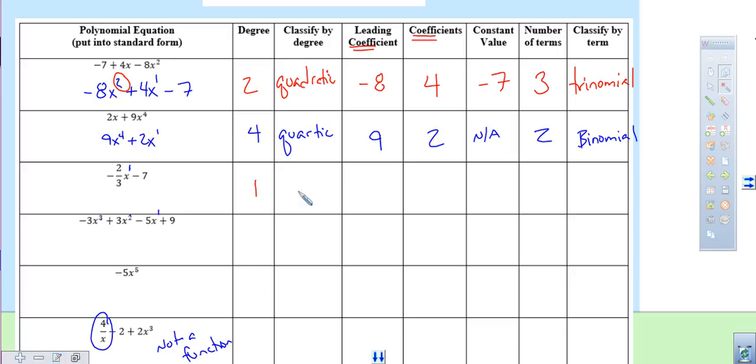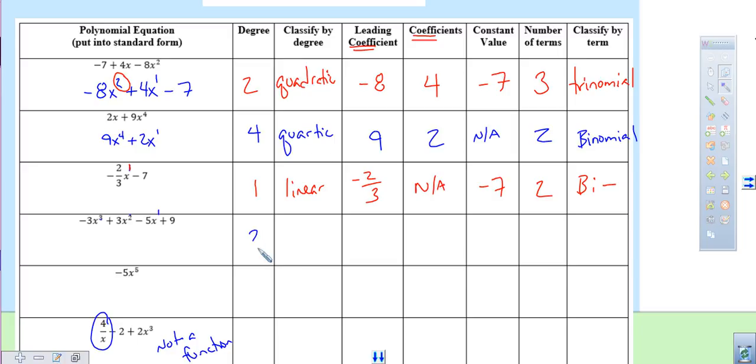All right, next one, the degree is 1. We call that linear. Remember, it's an understood 1 on the x right there. The leading coefficient is -2/3. We don't have another coefficient because there aren't any other variables, but our constant is -7. There are 2 terms, so we call this a binomial.